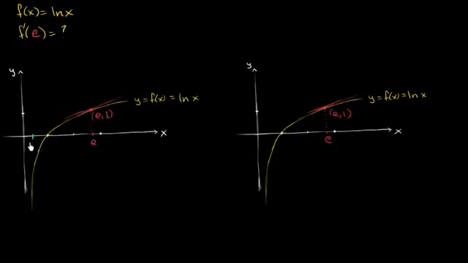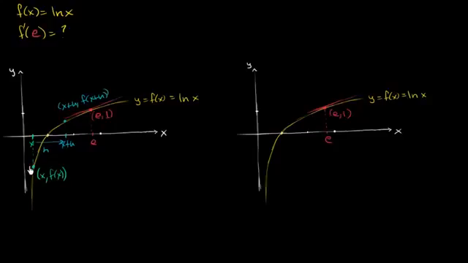So let's say that this is some arbitrary x right over here. This would be the point x comma f of x. And let's call this x plus h. So this distance right over here is going to be h. This right over here is going to be the point x plus h, f of x plus h.